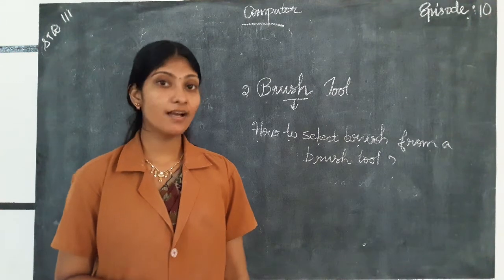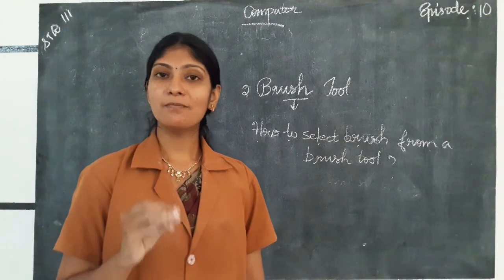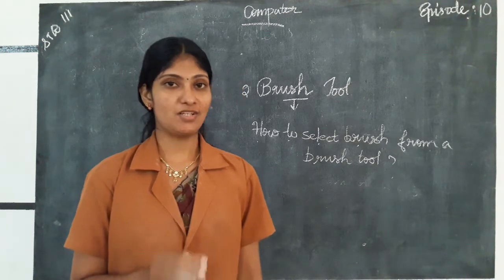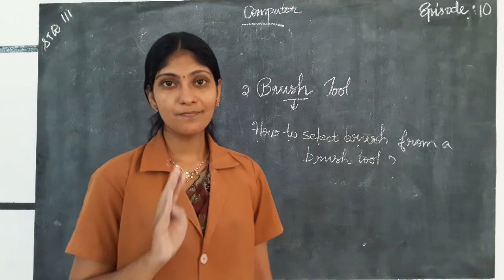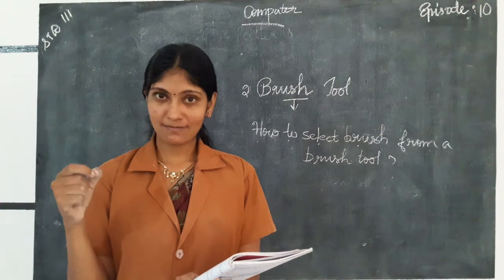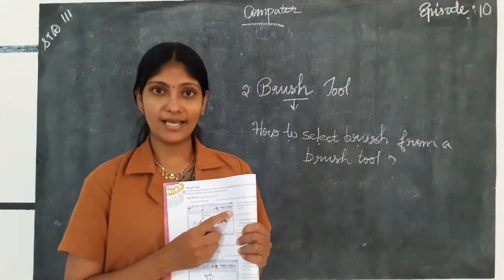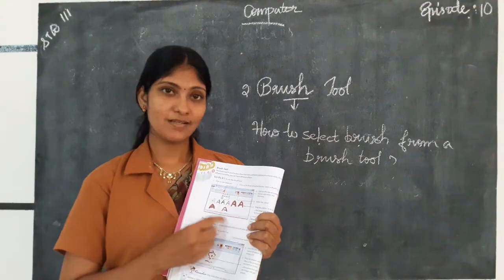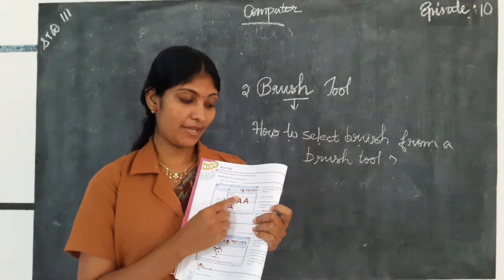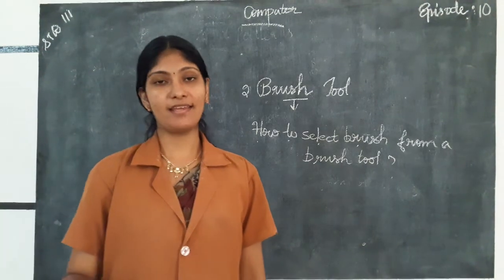So first click Home tab, then click the Brush arrowhead button. That means it contains several brushes, and you can select your brush from there, for example watercolor brush or spray paint brush. Select the appropriate brush, and then you can draw lines in the paint screen using the mouse pointer by dragging.